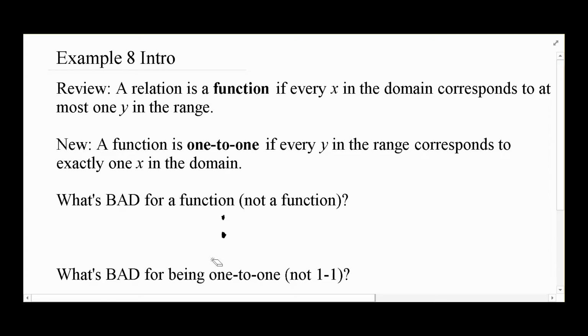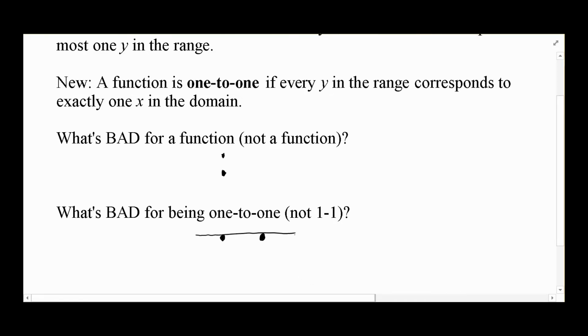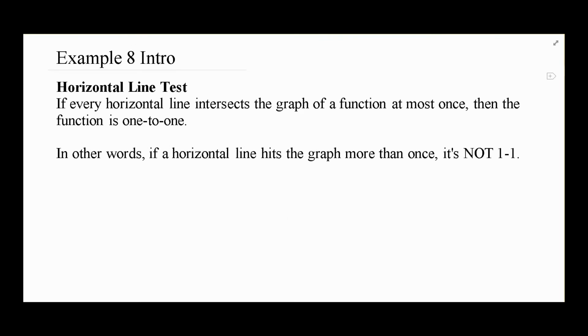The definition for one-to-one is if every y in the range corresponds to exactly one x in the domain. To put that in simpler terms, what's bad is we don't want to have two different x's that have the same y value. In other words, we don't want a horizontal line that hits 2 points of our function. And so to tell if a function is in fact one-to-one, we have what's called the horizontal line test. And this is just like the vertical line test for functions.